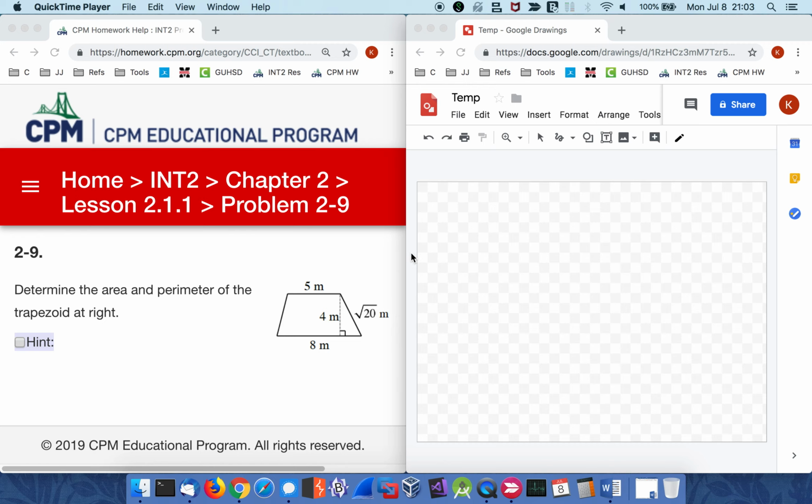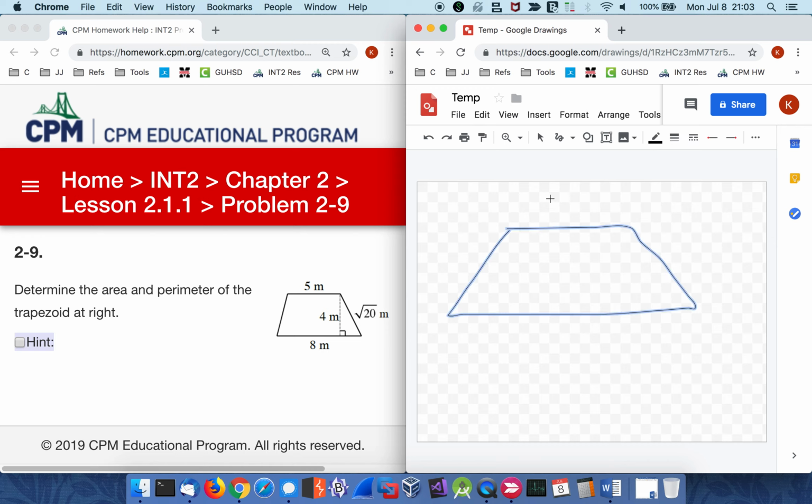And so now here we are, and we're going to do the perimeter now. But first, let's go ahead and strategize a little bit on how we're going to do this. So let me redraw this trapezoid here. And we've got 5 up here, 8 down here. We've got a straight line here, and we've got 4 right here, and then radical 20 because they're weird. Okay, so there we go.